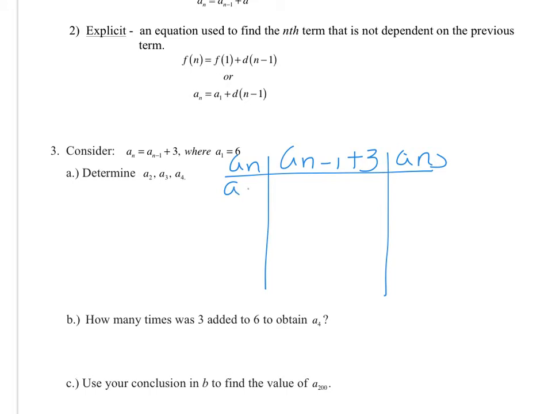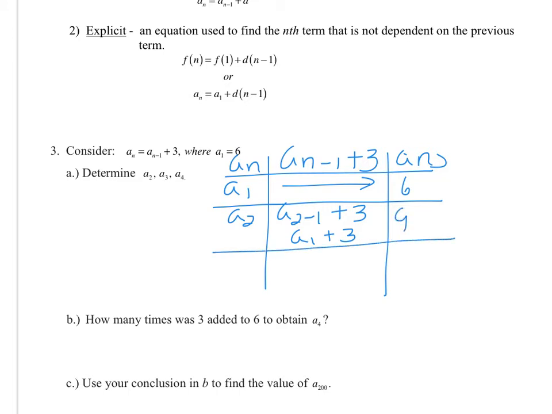So a sub 1, they gave it to us. They said it was 6. Okay. So a sub 2 would be a sub 2 minus 1 plus 3. Well, a sub 2 minus 1 is a sub 1, plus 3. Well, a sub 1 is 6. 6 plus 3 is 9. That wasn't too bad. Let's take a look at a sub 3. A sub 3 minus 1 plus 3. Well, a sub 3 minus 1 is a sub 2. A sub 2 is 9. 9 plus 3 is 12.